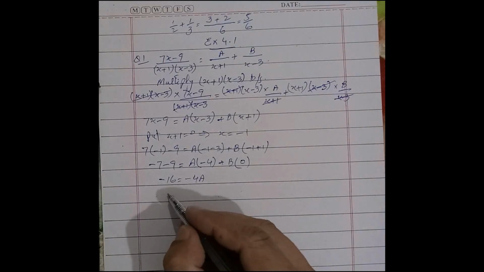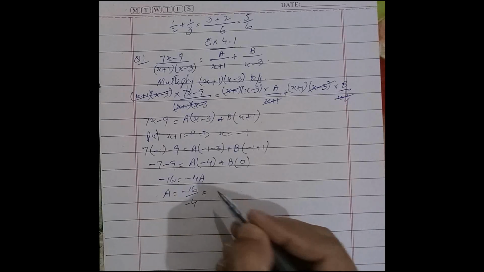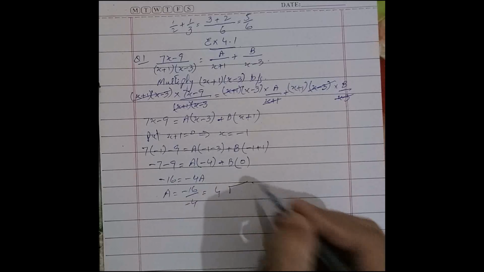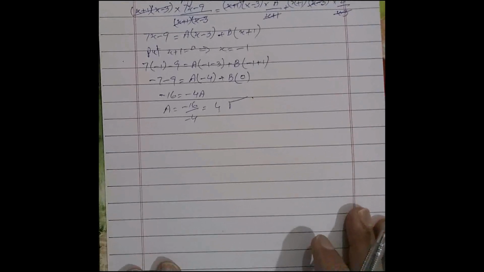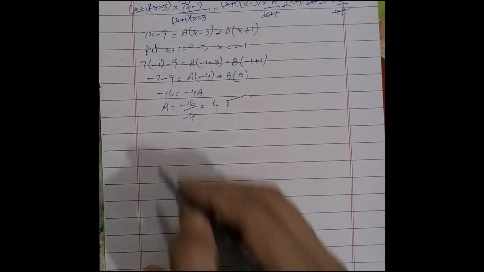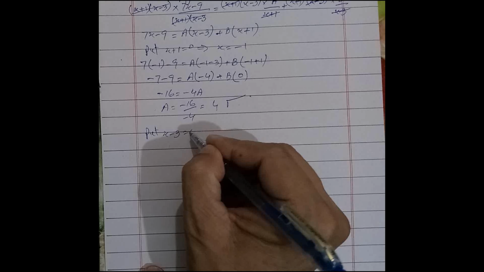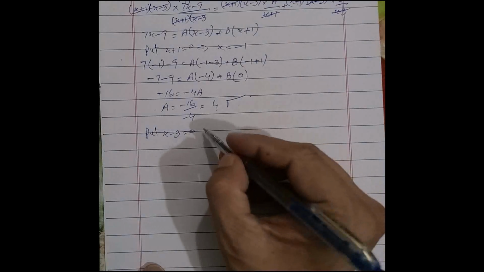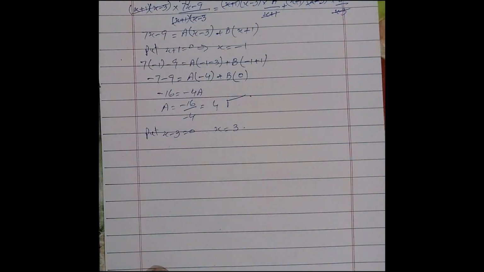Now we find the value of A. A is equal to minus 16 over minus 4, which is equal to 4. This is the value of A we get, and now we put x minus 3 is equal to 0, which gives x is equal to plus 3. Now we put the value x is equal to 3 in the equation.